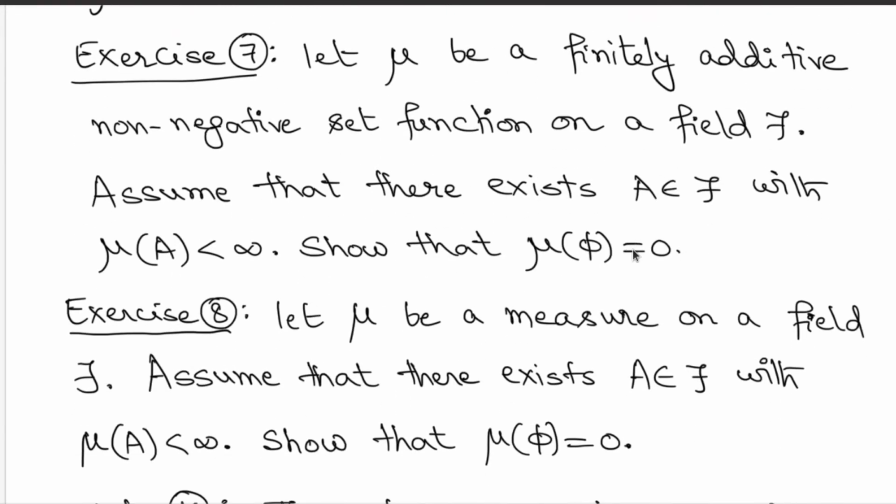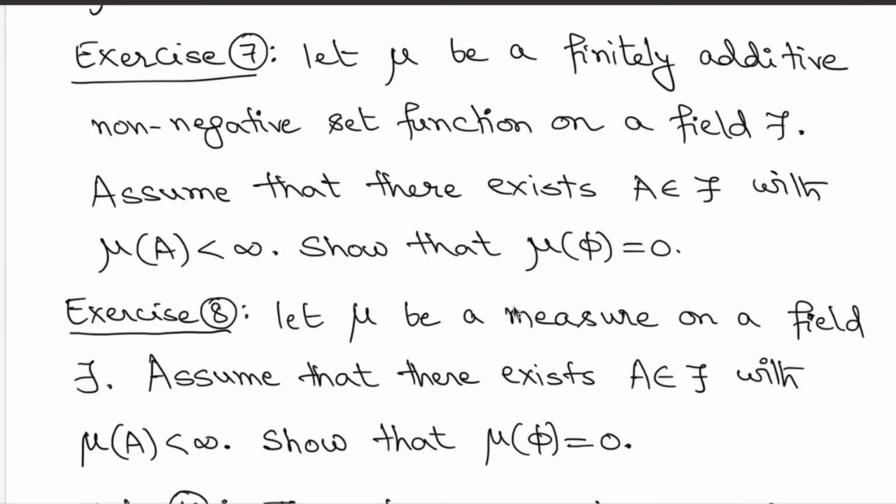So what we are going to do is look at exercise 7 and exercise 8. Exercise 7 is for finitely additive set functions, and exercise 8 is for countably additive non-negative set functions, which we just called a measure. So this is the only basic difference between exercise 7 and exercise 8.